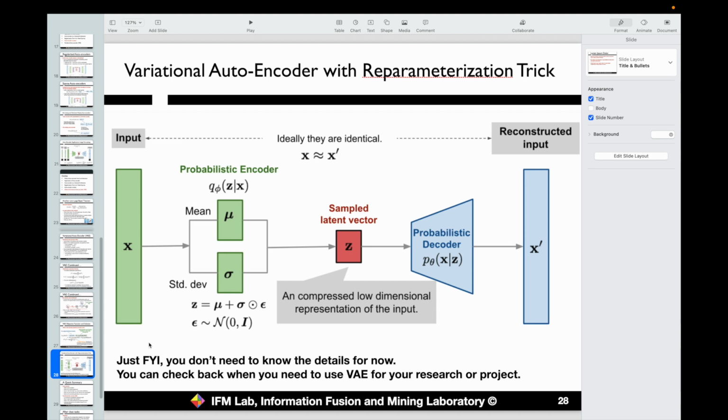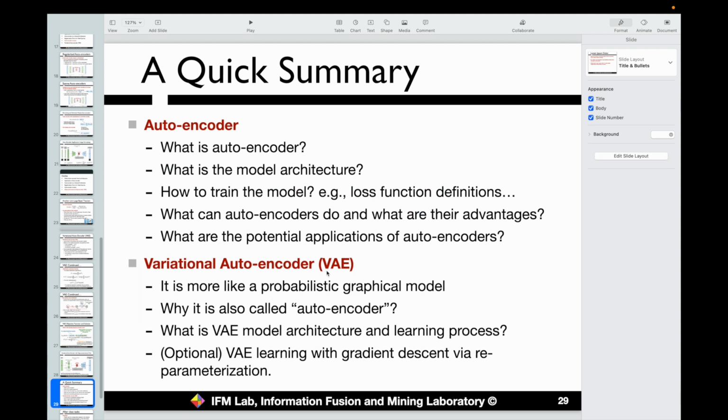Alright, so that's it for this part, and we can do a very quick summary. In this part, we talk about what is autoencoder and what is the model architecture, and how to train the autoencoder model, what is the loss function for the autoencoder, right? And what can autoencoder do, and what are the advantages, and what are the potential applications of autoencoders. Then we also talk about some autoencoder varieties, right? And finally, we'll talk about this Variational Autoencoder. It's more like a probabilistic model instead, and why it is called autoencoder as well, right? And what is this Variational Autoencoder model architecture and learning process?